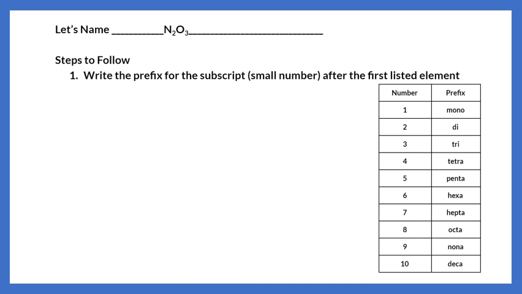So let's name N2O3. So the first step says write the prefix for the subscript, the small number, after the first listed element. Okay, write the prefix for the subscript after the first listed element. So here's the subscript. After the first listed element is 2. And we want to write the prefix. We're going to find 2 in our chart and write the prefix, which is di. So we're going to write di. Okay.